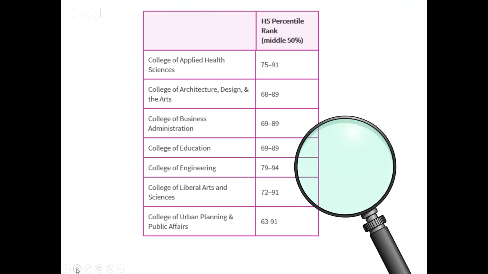Here's some examples of students that were admitted to UIC last year, and their class rank. If you look at applied health science, for example, top 25%. With engineering, top 20% on average. So it varies by department, but top 20, top 25% is common. Some other programs like liberal arts and sciences, top 30% is fine.